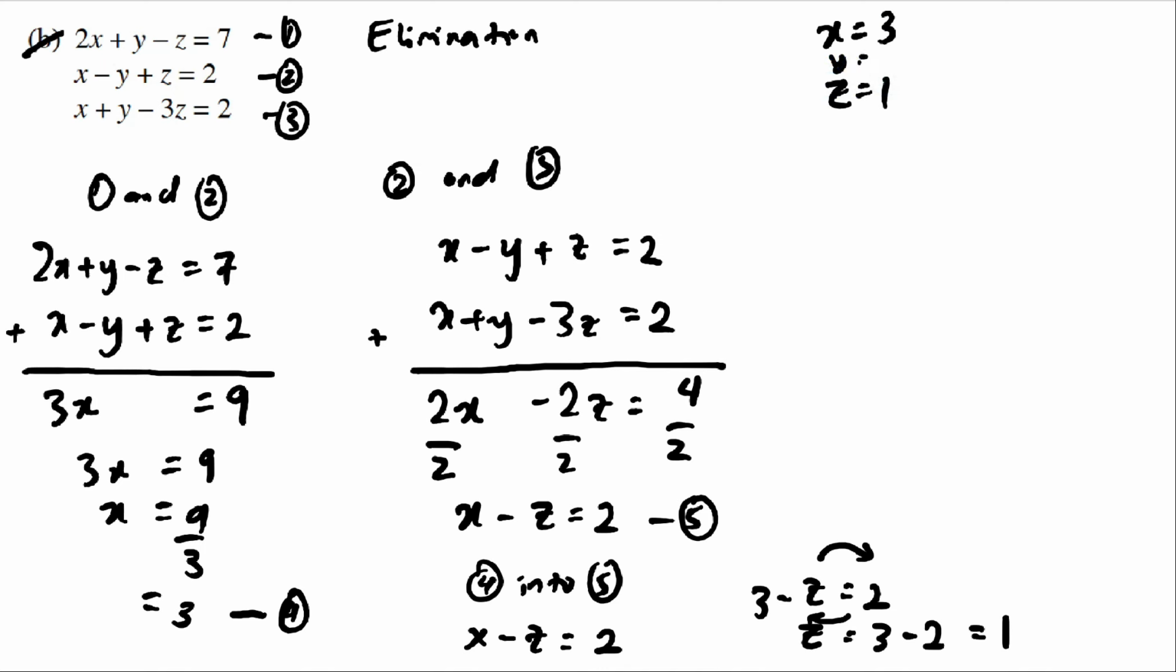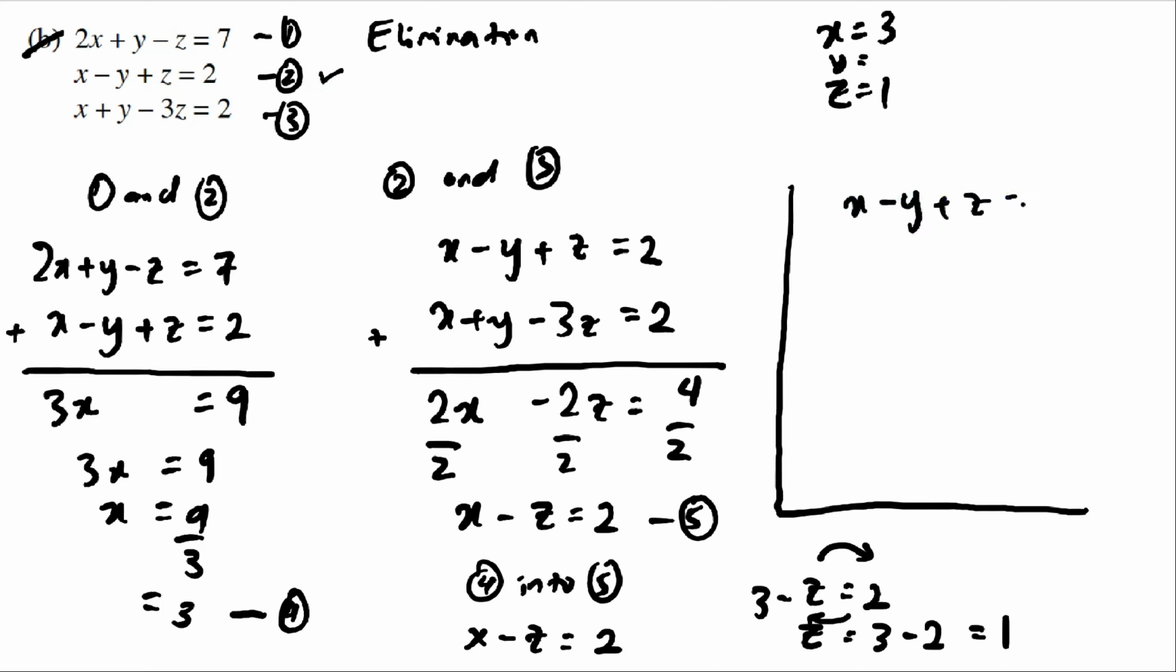Now we want to find what is our y. We can see that all three equations have y. We can just use any equation 1, 2 or 3. Just use the simplest one. Maybe I just use 2. X minus y plus z is equal to 2. X is equal to 3, minus y, y we don't know yet, z is equal to 1, is equal to 2.